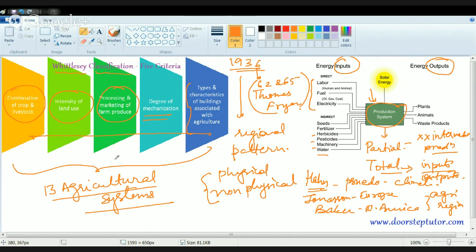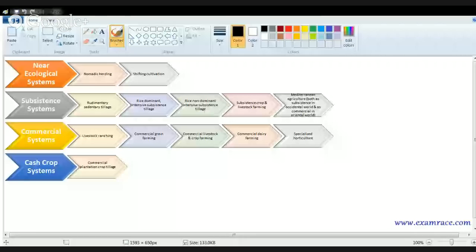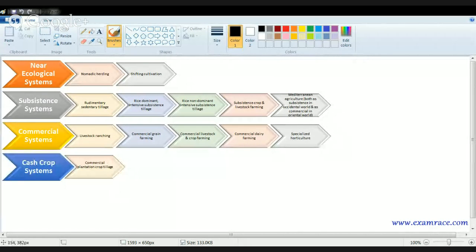So these 5 criteria are very important. The combination of crop and livestock, I repeat, its intensity of land use. Then you have the process and market of farm produce, the level of mechanization, and the associated buildings with agriculture. So now let's understand the various 13 types of agricultural systems that were propounded by Whittlesey in his classification. So he basically classified the system into 4 major and 13 minor categories.